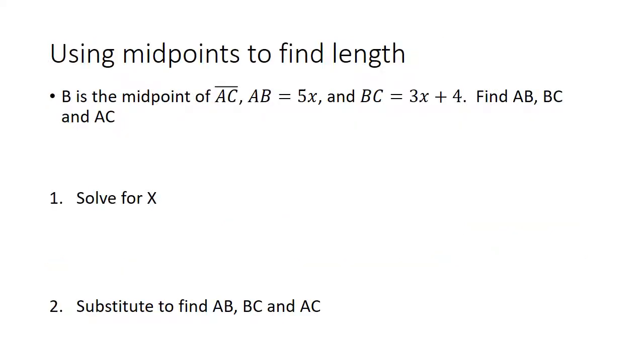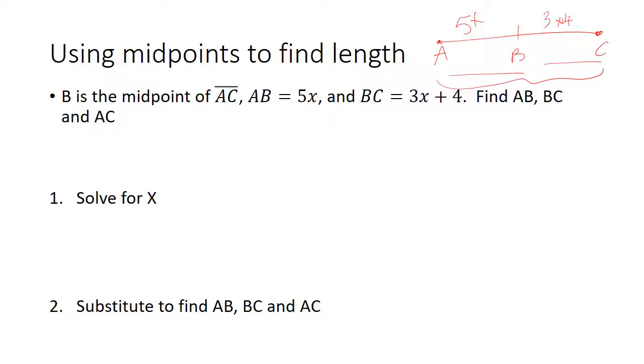All right, so let's use some midpoints to find length. We're going to say that B is the midpoint of segment AC. So let's draw our little line. We've got A, C, and B is the midpoint. So AB is 5x, so this right here is 5x, and BC is 3x plus 4. So we want to find the distance AB, BC, and A to C.